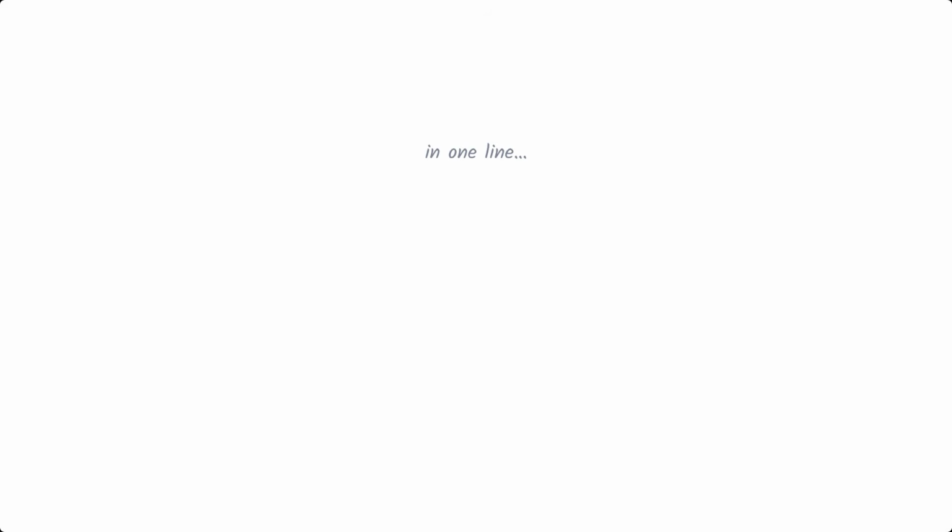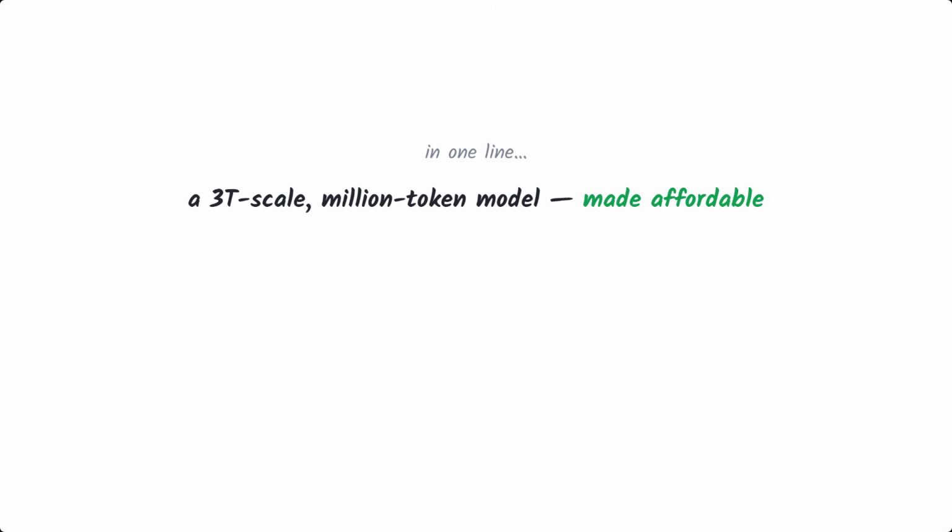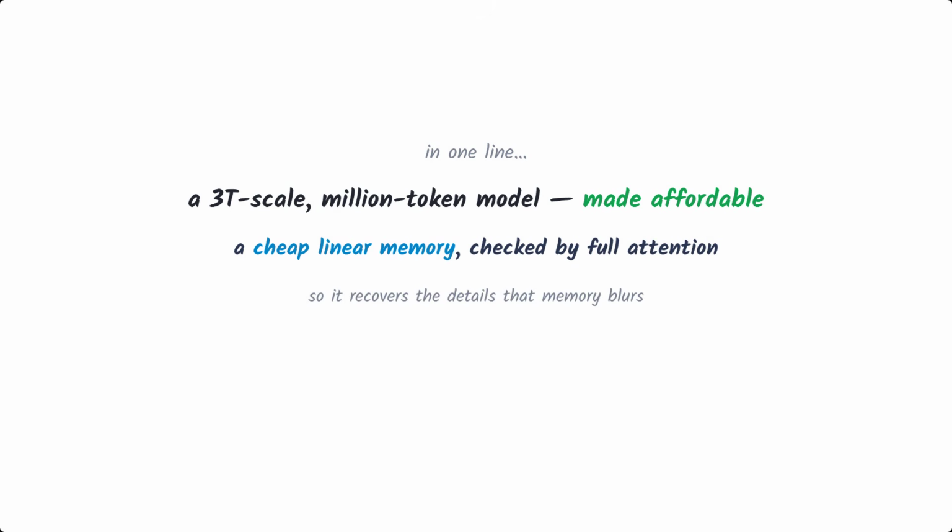The one-line version. Kimi K3 makes a 3 trillion scale, million token model affordable by replacing most of its attention with a cheap linear engine that keeps a fixed size memory, then periodically checking in with a full attention layer to recover what that memory blurs. Makes you wonder how much of what every model pays for is compute spent on information it never precisely uses.